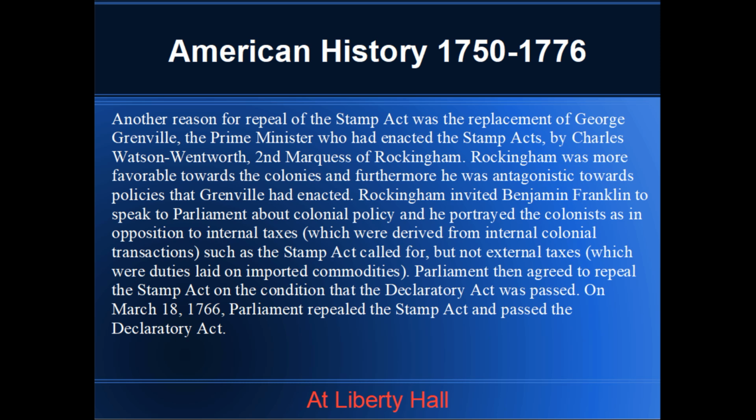Rockingham invited Benjamin Franklin to speak to Parliament about colonial policy, and he portrayed the colonists as in opposition to internal taxes, which were derived from internal colonial transactions, such as the Stamp Act called for, but not external taxes, which were duties laid on imported commodities. Parliament then agreed to repeal the Stamp Act on the condition that the Declaratory Act was passed. On March 18, 1766, Parliament repealed the Stamp Act and passed the Declaratory Act.